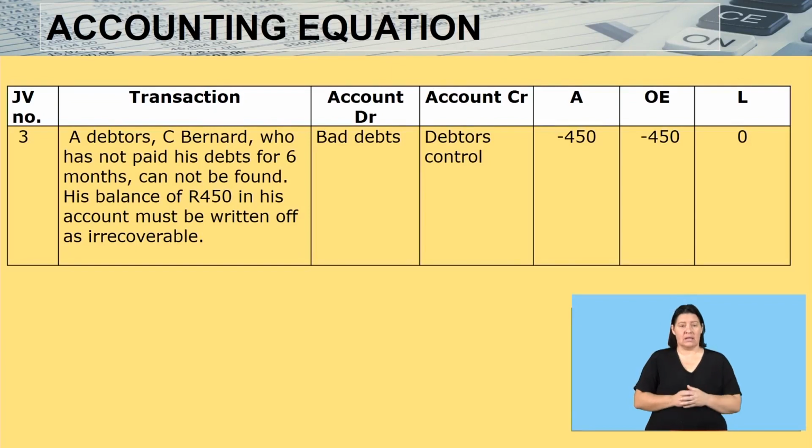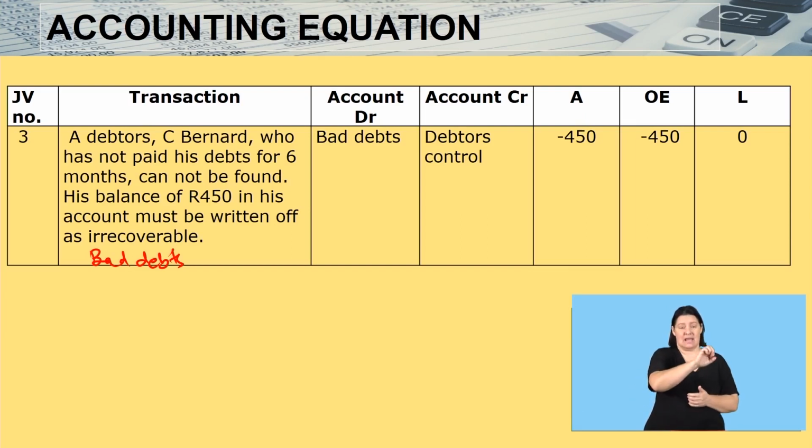I am going to move on to the accounting equation. How would you do the accounting equation when you have bad debts? A debtor C. Bernard, who has not paid his debt for 6 months, cannot be found. His balance of 450 in his account must be written off as irrecoverable. We have already found that once we're writing off an account, we have bad debts. And once it's bad debts, it's an expense.